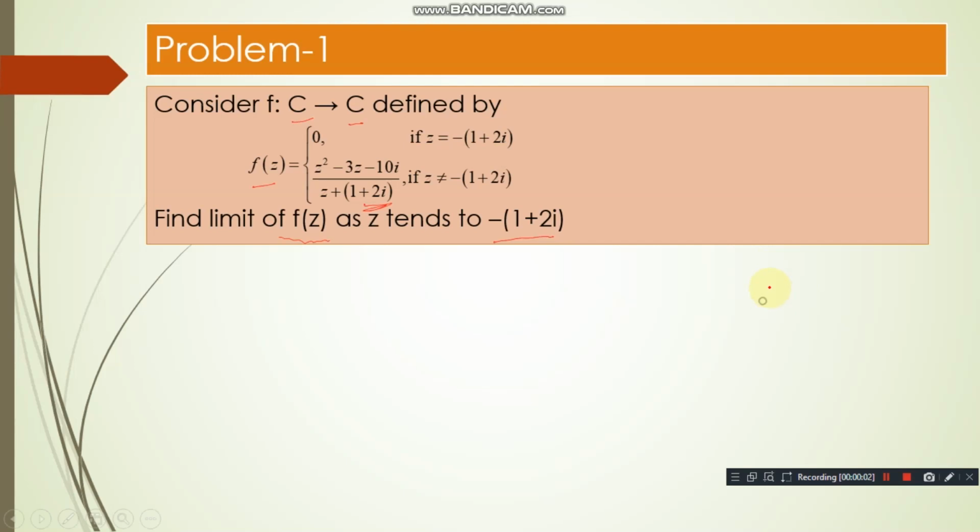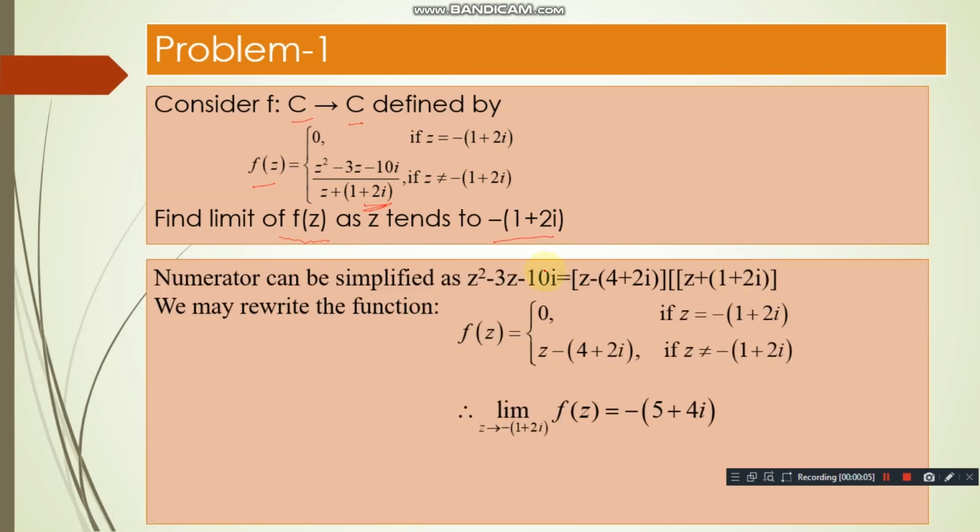Now let us see the solution. How do you find the limit of this? Clearly observe that this is a rational function, and let us try to simplify the numerator because it is a quadratic expression. This quadratic expression can be factorized into this form, (z - 4 + 2i)(z + 1 + 2i). Here the denominator is similar to one of the factors of the numerator, so these two expressions will get cancelled. Now you will get the numerator in this form.